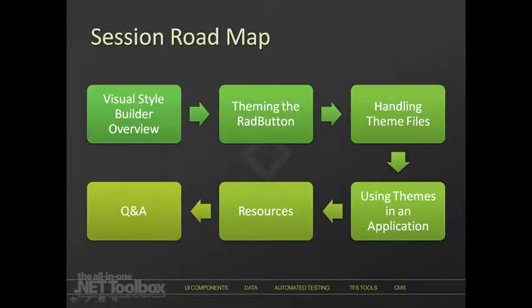So a brief overview of what we're going to be talking about today. First off, we're going to start with an overview of Visual Style Builder, and following that, we'll learn how to use Visual Style Builder, and we'll be theming the RAD button. Then we'll learn a little bit about handling theme files, such as saving and loading the files, and following that, we'll actually learn how to use those files that we saved from Visual Style Builder in our RAD controls based applications.